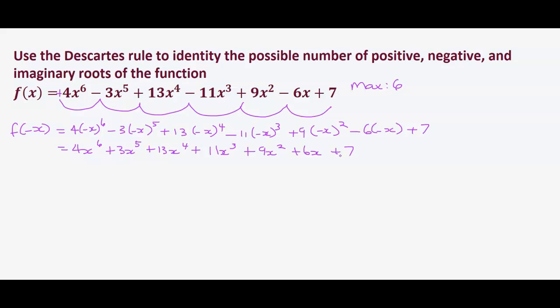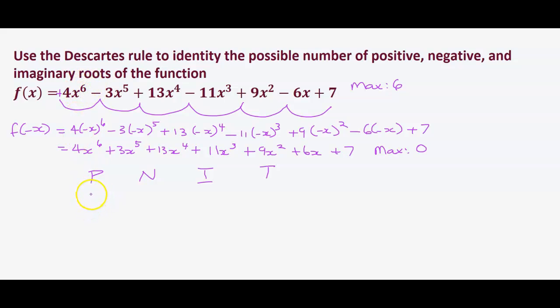So this is a unique situation because we actually had no sign changes throughout these. For f of negative x, we have no sign changes. So your maximum here is going to be 0. And so now let's go ahead and create a PNI table. So we've got P here, positive, negative, imaginary, and then total. So our maximum here is 6. Don't forget that we have a degree of 6.